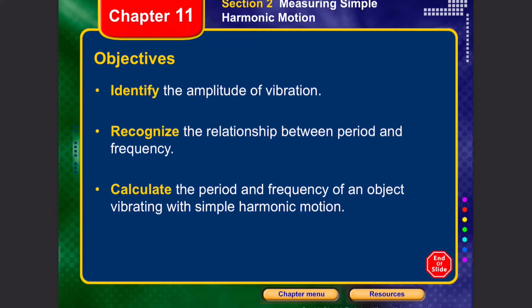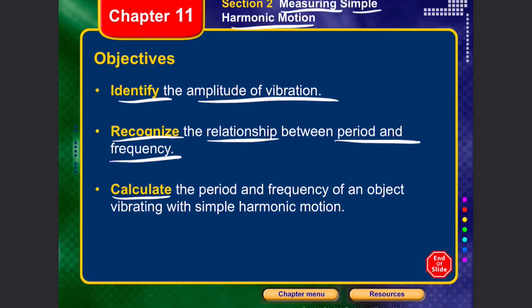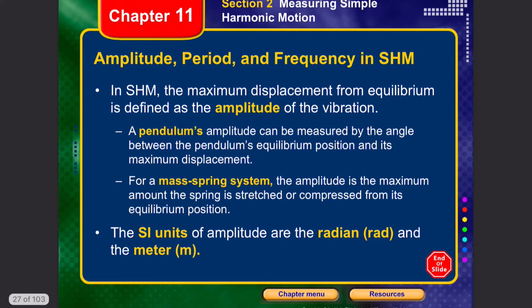So next, let's talk about how to measure simple harmonic motion. First is to identify the amplitude of vibration. Second is to recognize the relationship between period and frequency. Third is to calculate the period and frequency of an object vibrating with simple harmonic motion. So let's start with the amplitude, period, and frequency in simple harmonic motion.